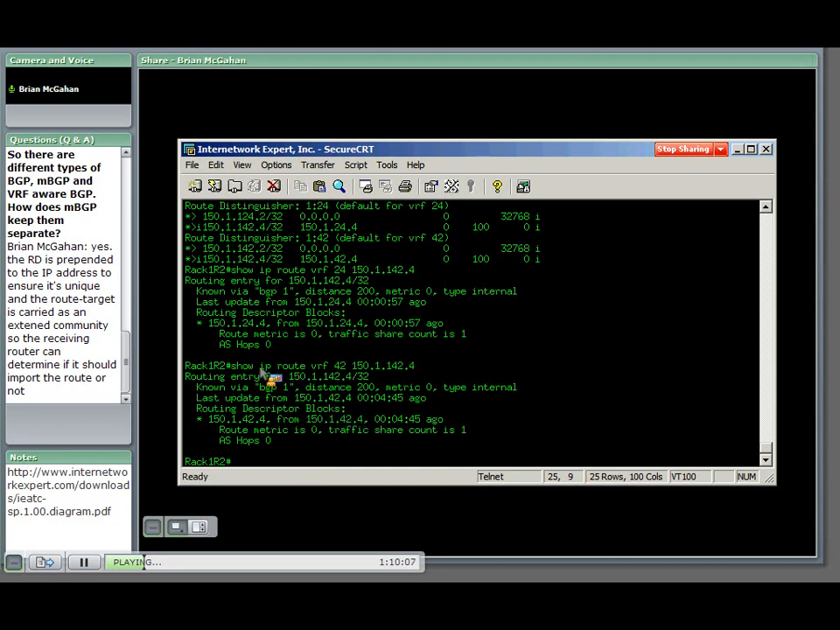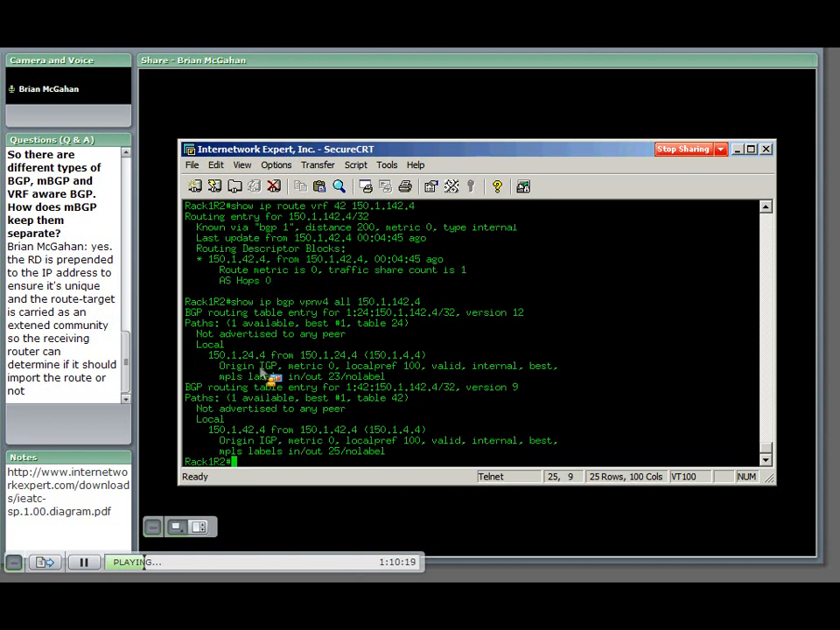Okay, the reason why is that if we look at this specifically in the BGP table, we'll say show IP BGP VPN all 150.1.142.4. There are two different paths that we have. We have the one that is in VRF24 and the one that is in VRF42. The way that multi-protocol BGP is keeping them separate is by adding this route distinguisher onto the prefix. Okay, so the route distinguisher is what BGP uses to keep track of individual routes inside different VPN instances.